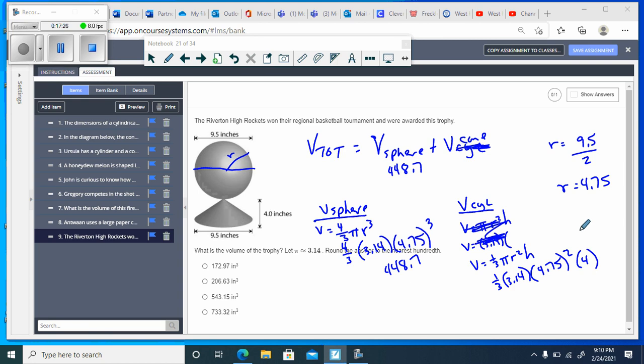Okay, so it would be 3.14 times 4.75 times 4.75 times 4. And then we would divide that by 3. And that would give us 94.5. And you would add those two together. 94.5 plus 448.7. And you would get 543.2. There we go, 543.15. Okay?